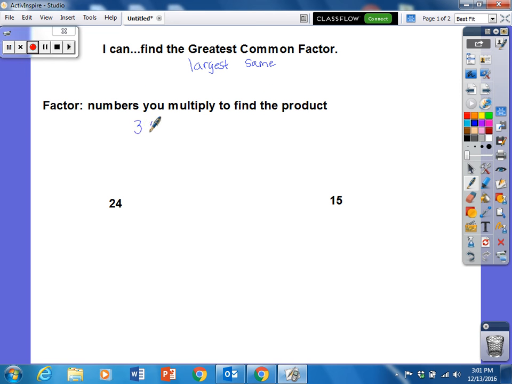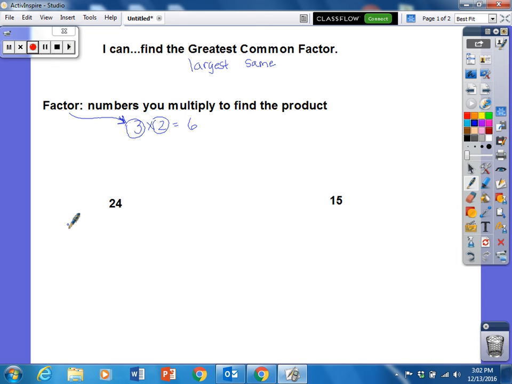So 3 times 2 equals 6. The factors are 3 and 2. So those are what we call factors. So down here I have two products, 24 and 15. And in order to list the factors of products, there are two different strategies. One is called a factor rainbow, and the other one is called factor pairs. And I'm going to show you both today.